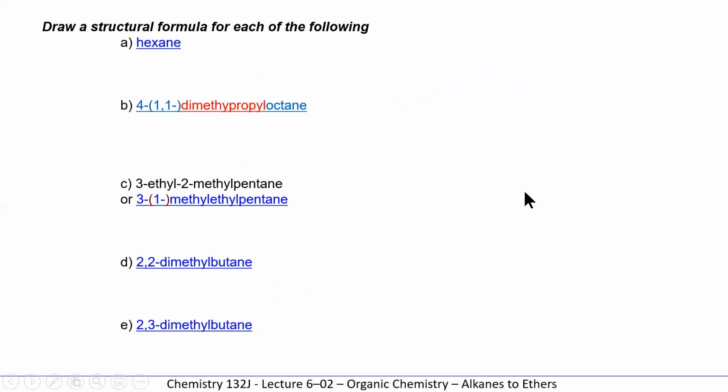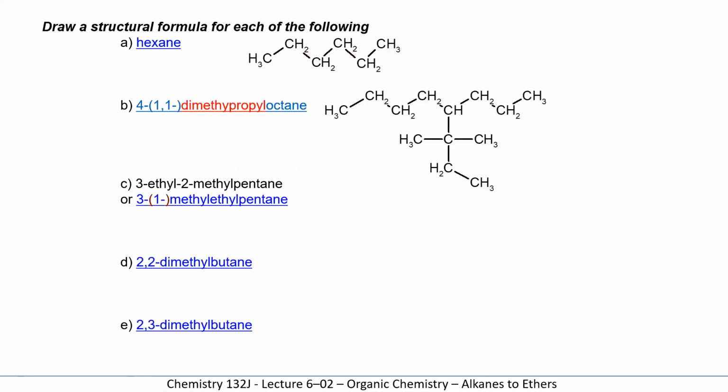So let's draw structural formulas for each of these. What you could do is just pause and then try them on your own and then start it up again. So I'm going to continue here. Hexane is simply 6 carbons in an aliphatic chain. And now we're going to show you that we have a branching side chain.